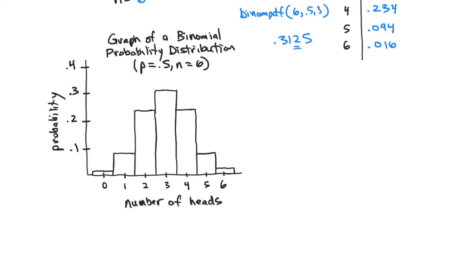One thing I just thought of though, let's make a little note here. I just want to make this official. I'm going to say note. When P equals 0.5, the graph of the binomial distribution will be symmetrical.